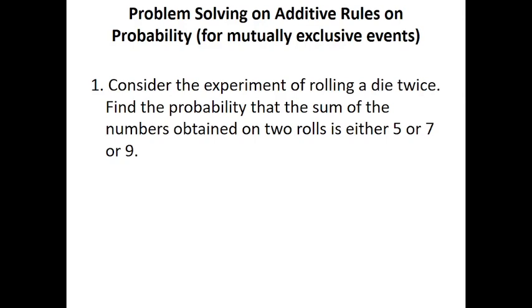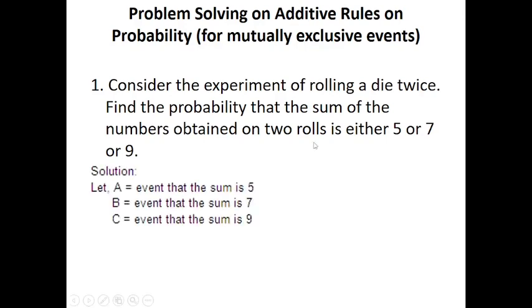So in this case, consider the experiment of rolling a die twice. Find the probability that the sum of the numbers obtained on two rolls is either 5 or 7 or 9. So nag-toss ako ng die 2 beses. What's the probability that the sum is either 5 or 7 or 9? Unang toss, pangalawang toss. So may mga lilitaw na number, right? Ito yung illustration natin.